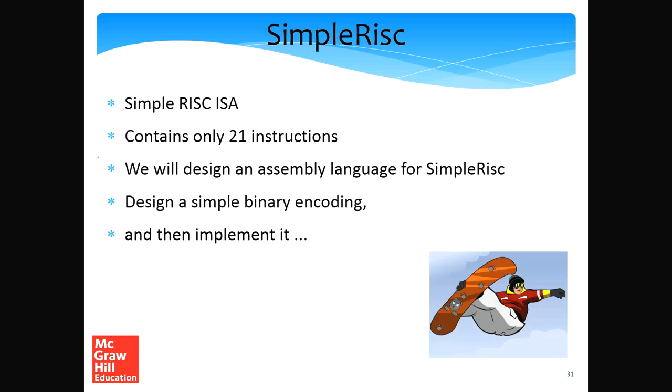So we'll design an assembly language called SimpleRISC, and then we'll design a simple binary encoding for it, which means to convert instructions into a sequence of zeros and ones. And then in the processor chapter, we'll create a processor to actually implement the SimpleRISC instruction set.